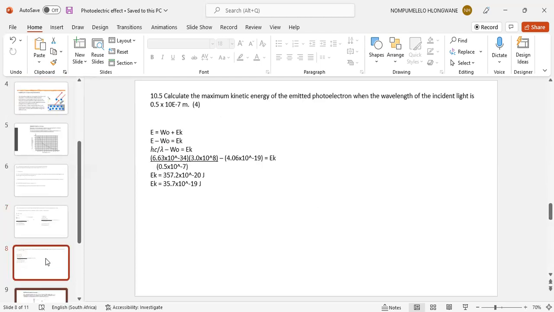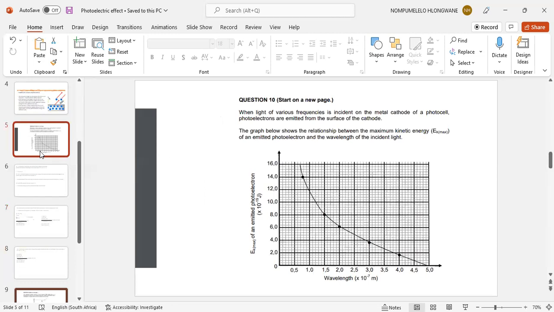The next question says, calculate the maximum energy of the emitted photoelectron when the wavelength of incident light is 0.5 times 10 to the negative 7 meters. Where is 0.5 times 10 to the negative 7 meters on the graph? There it is, and there is no line indicating where you can trace the kinetic energy of photoelectrons. Therefore, you need to calculate it using our formula.